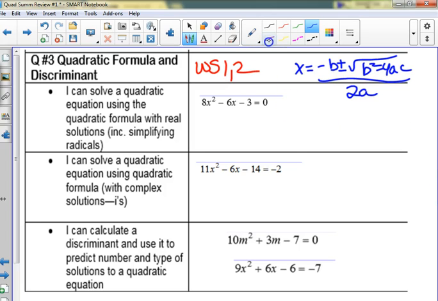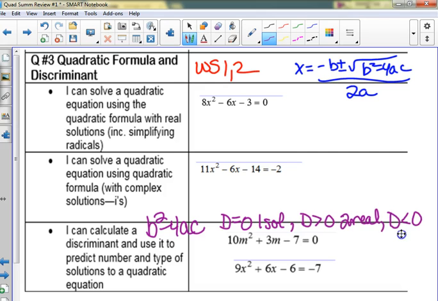The discriminant is just b squared minus 4ac, no radical. If the discriminant is what happens? What are the three options for the discriminant? If it's equal to 0, one solution, because you're adding and subtracting nothing here. So it's just one solution. If it's positive, we get what kind of solutions? Two real. If it's less than 0 or negative, we get complex, two complex, or no real.